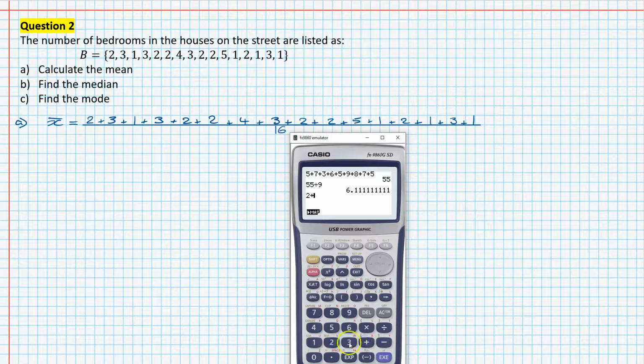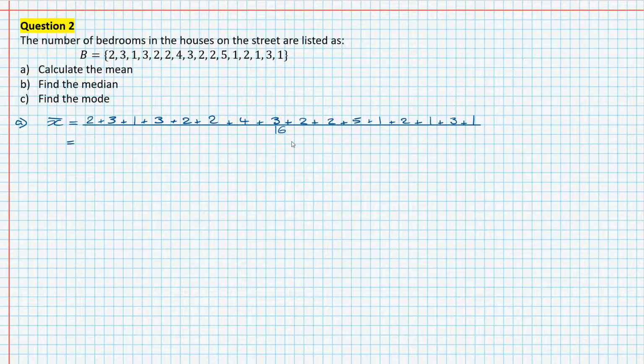2 plus 3 plus 1. And that's going to come out to be 36. Now all of that is still over 16. And 36 over 16, I know that's going to come out to be 2.25. So in this case, our mean is going to be equal to 2.25. So that's our center of data.